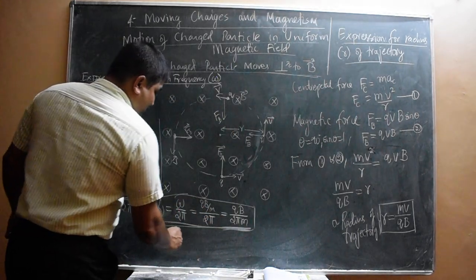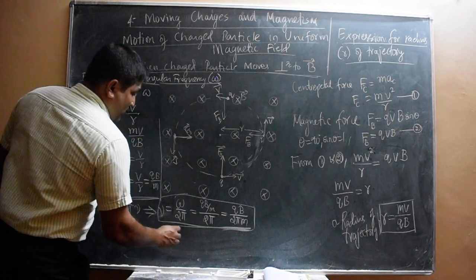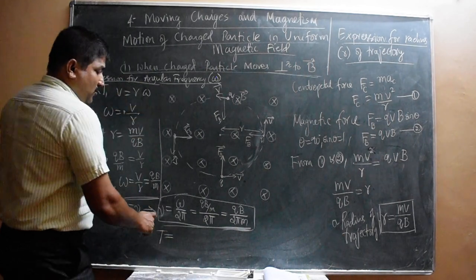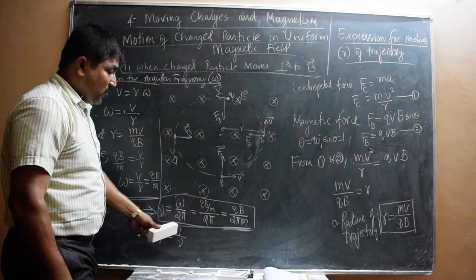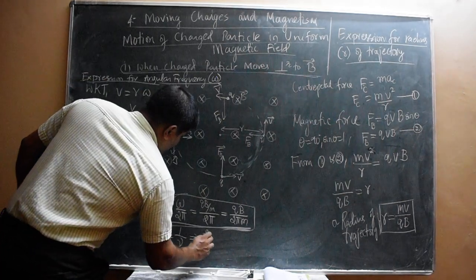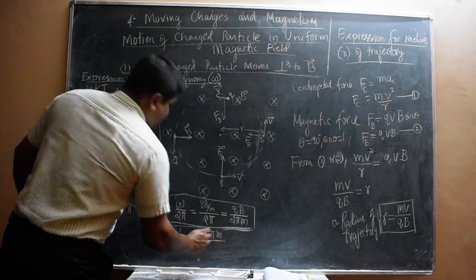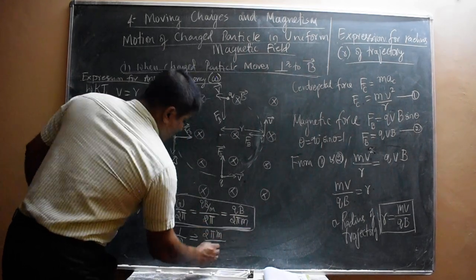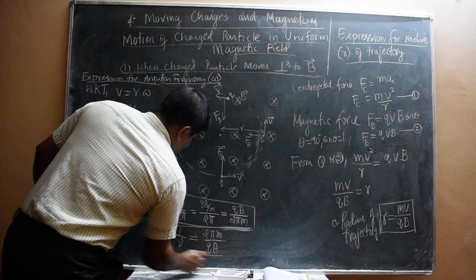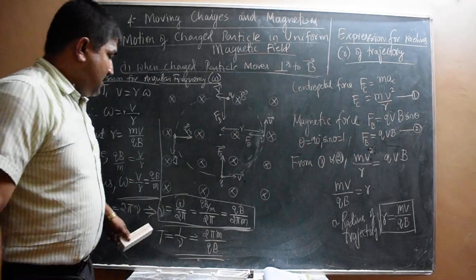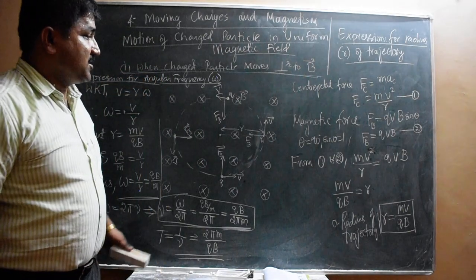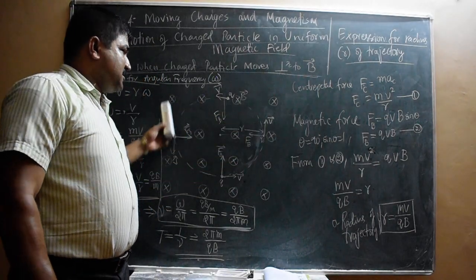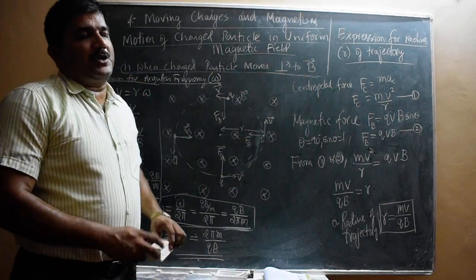Then lastly, time period. This is the expression for the frequency of the revolution of the charged particle. Now time period is how much? Time period equal to the reciprocal of the frequency, 1 by nu. T equal to 1 by nu, that is equal to 2 pi m upon qB. 2 pi m upon qB is the time period of revolution. Time period means what? The time taken by the charged particle to complete one revolution.